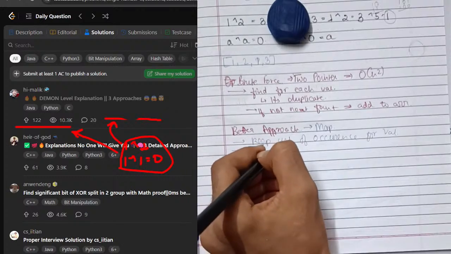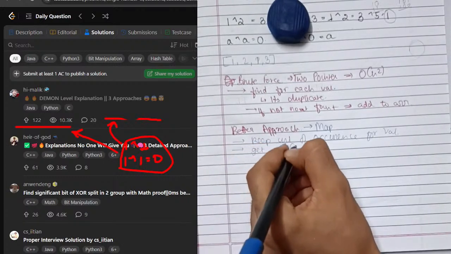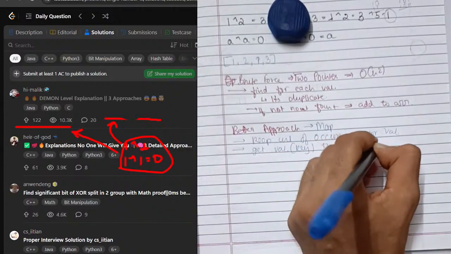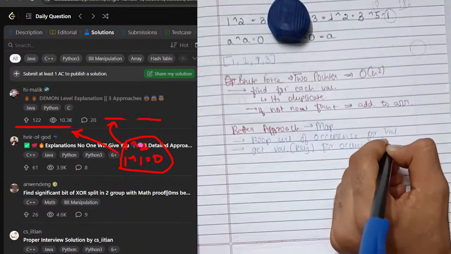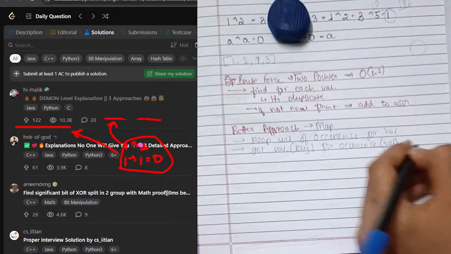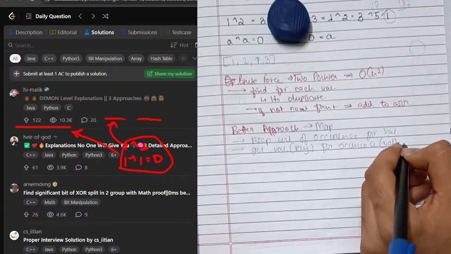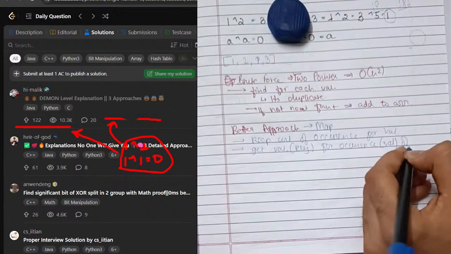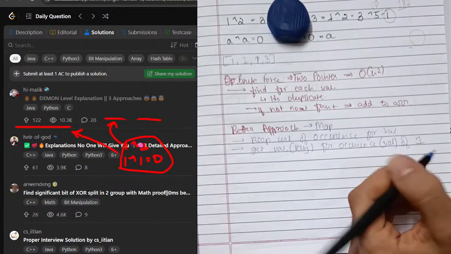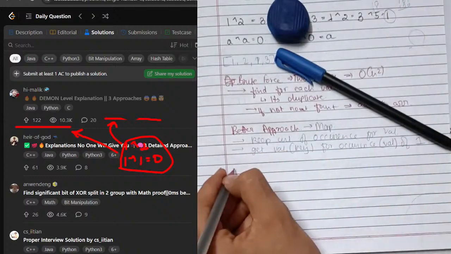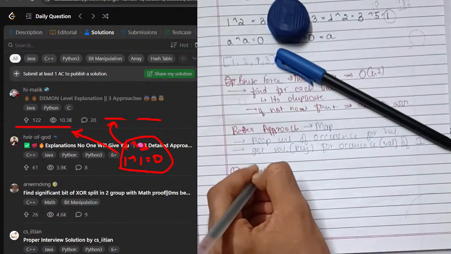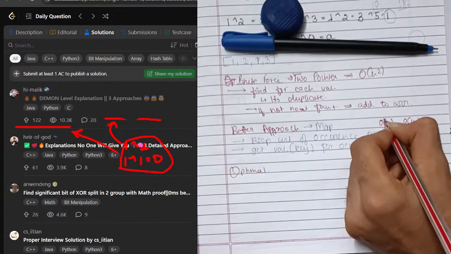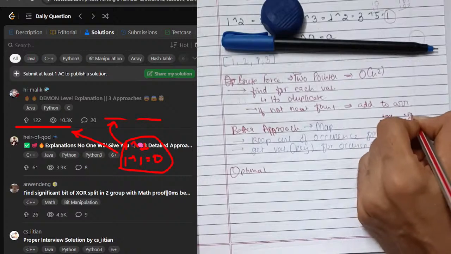Get value that is key for occurrence that is value, key value pair, occurrence of 1. Optimal O of n time and space.